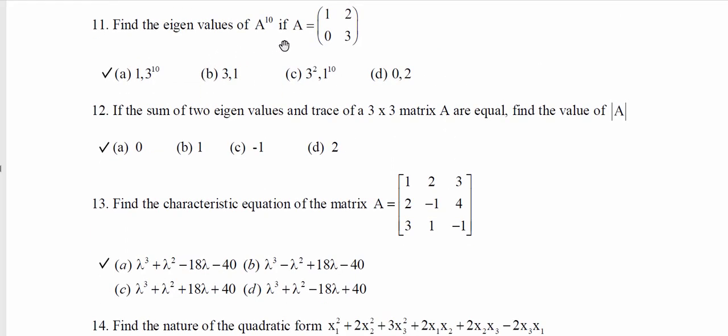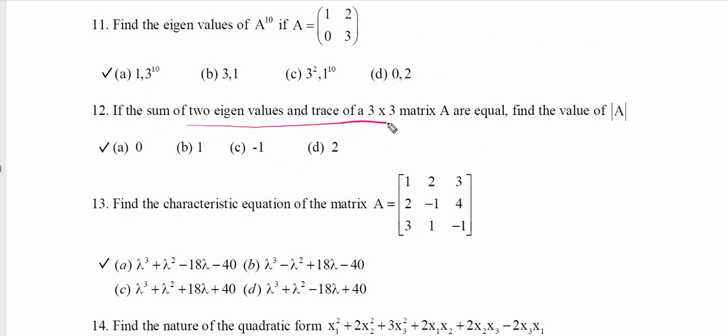The eigenvalues of A power 10. This is like an upper triangular matrix, so diagonal entries are the eigenvalues. Here 1 and 3 are the eigenvalues of A. For A power 10, you just raise the power: 1 power 10 and 3 power 10.